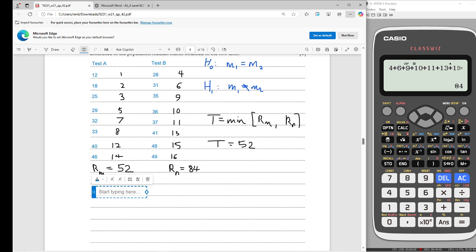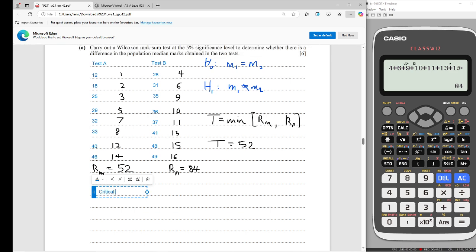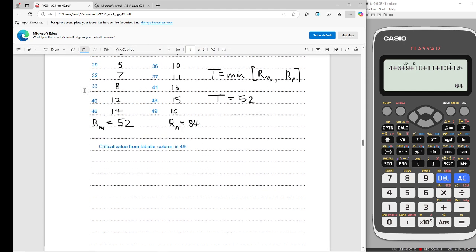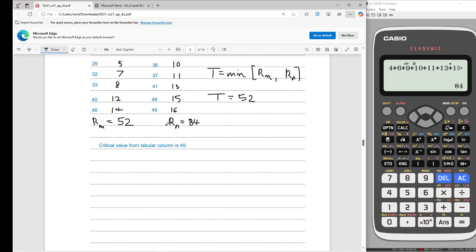So we're going to say critical value from tabular column is 49. Okay, and yes, now the most classic step of every single test is comparing the test statistic with the critical value. So since the test statistic is greater than the critical value for a non-parametric test, we accept H null.